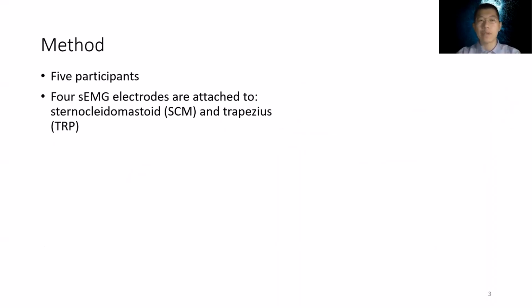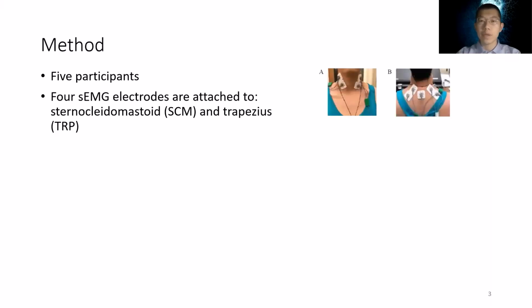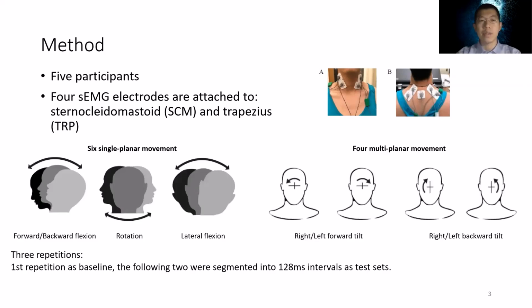In this study, we recruited 5 participants. To measure muscle activity, we had 4 sEMG electrodes attached to 2 muscles, the sternocleidomastoid and trapezius. During data collection, the participants were asked to complete 10 movements sequentially, including 6 single-planar movements, which are forward and backward flexion, left and right head rotation, and left and right lateral flexions, and then 4 multiplanar movements, which are right and left forward tilt and right and left backward tilt. Each movement was repeated 3 times.